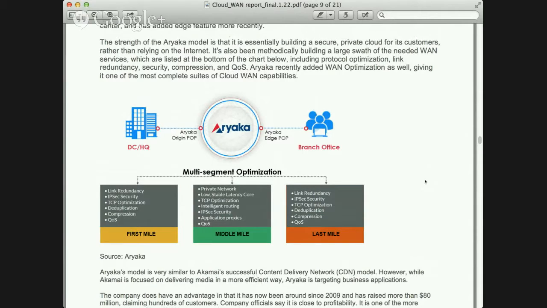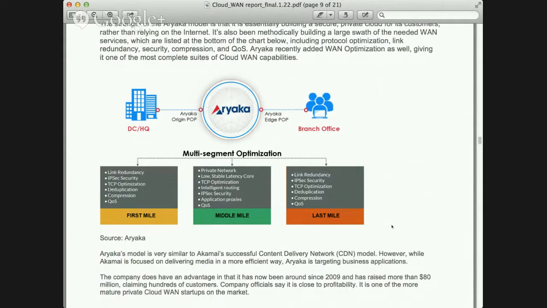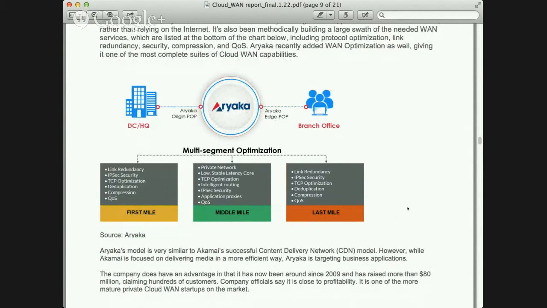So you plug into Ariaka, and they have all this technology, these boxes, first mile, middle mile, last mile, built into the network to deliver you all this functionality in the cloud. So you're plugging into their cloud and it's speeding up access to your SaaS applications through various optimization technologies. So if you're going to Salesforce, the Ariaka network knows the fastest way to get you to Salesforce and get your SaaS application.